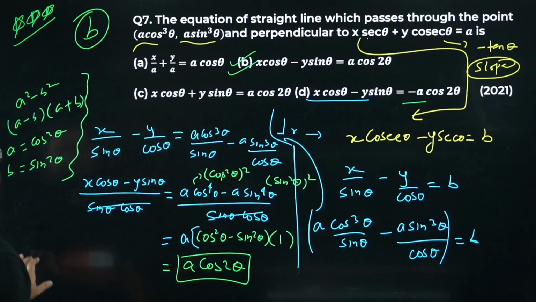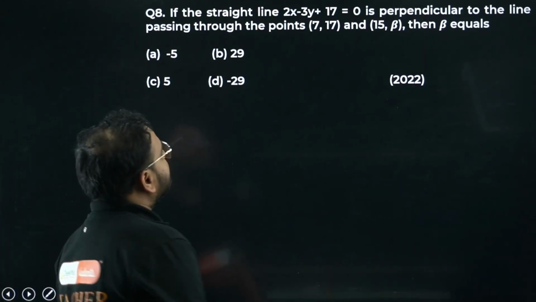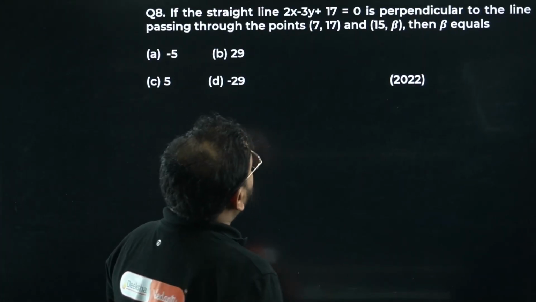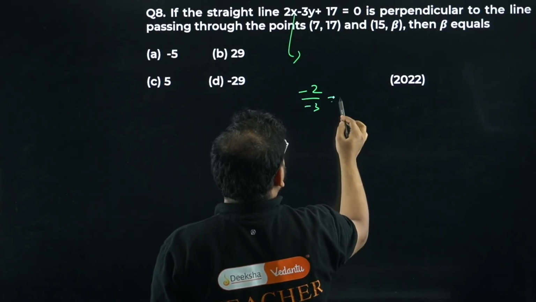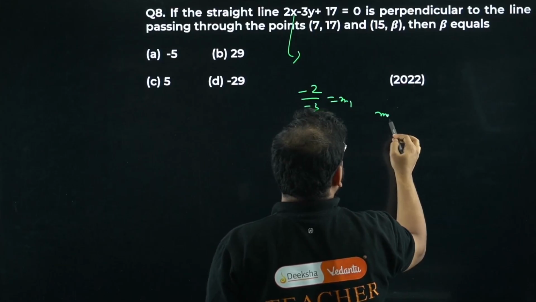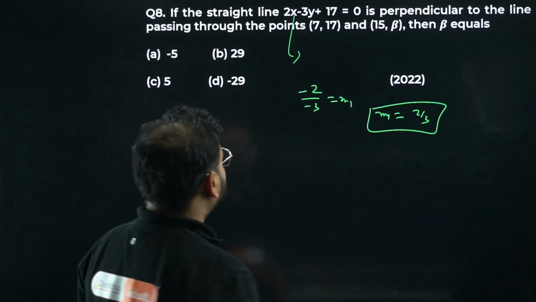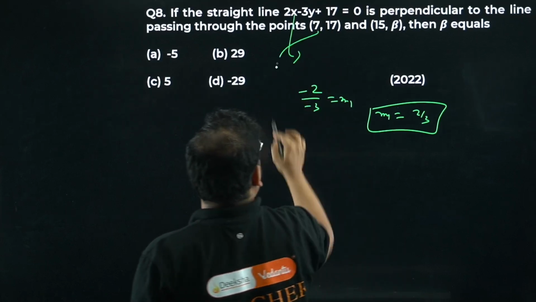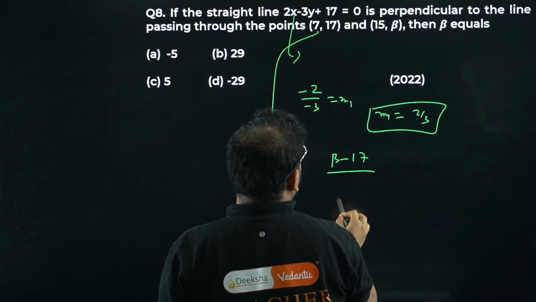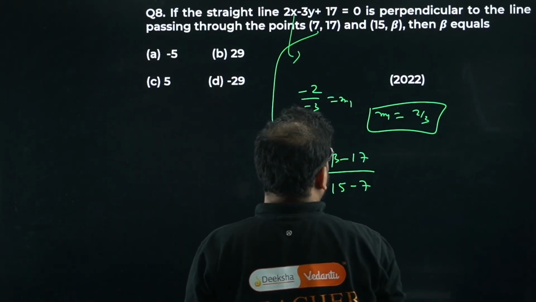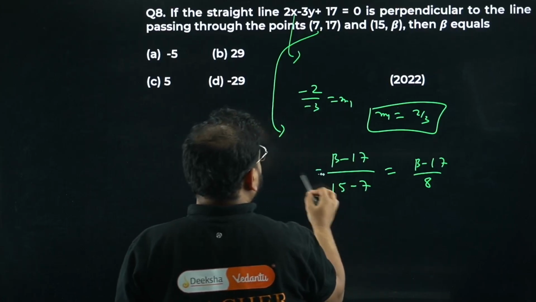We'll solve the 8th problem. Have a look at this. With a straight line given like this, perpendicular, slope from here, we have minus 2 upon minus 3 equals m1. So basically m1 equals 2 by 3. Correct now? 2 by 3. Great. What about this slope from here? We have, please check, beta minus 17 upon 15 minus 7. So beta minus 17 upon 8. This is my slope m2.